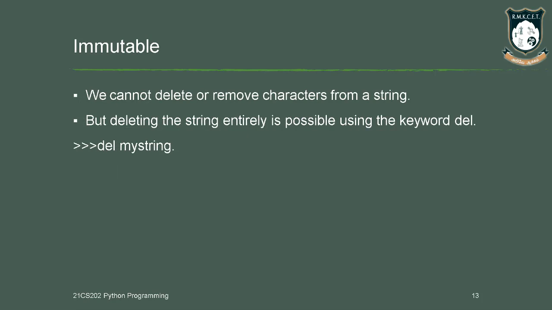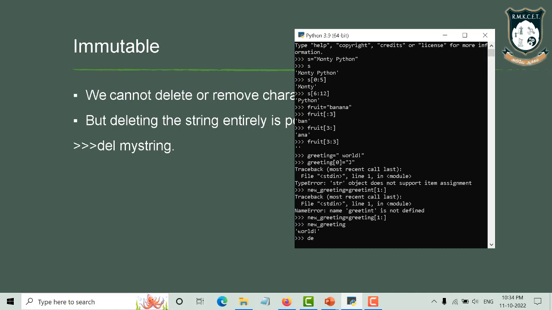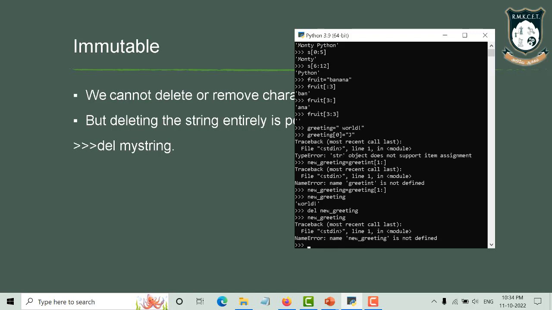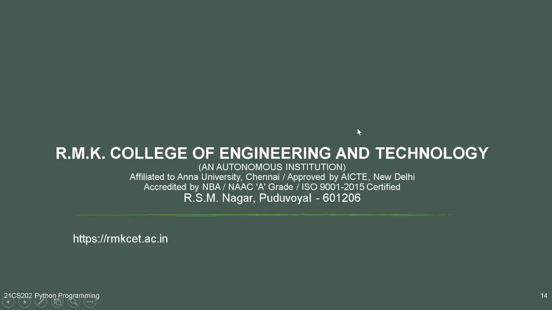Here we will not be able to delete or remove the characters from the string, but you can entirely delete that particular string, or entirely clear it by using the keyword del. So I am going to give del new greeting, and then I am going to print it. Here you can see new greeting is not defined, or it doesn't contain any value. I think you have understood this. Thank you.